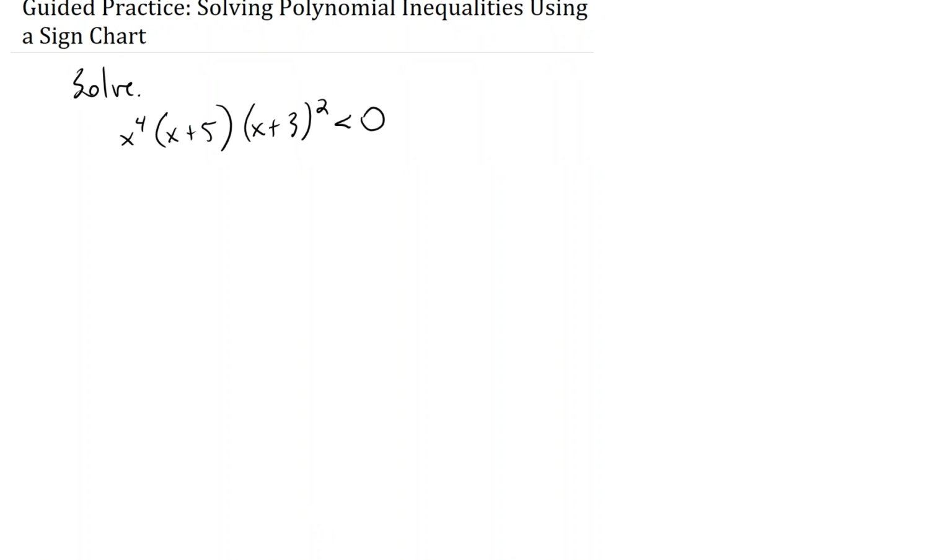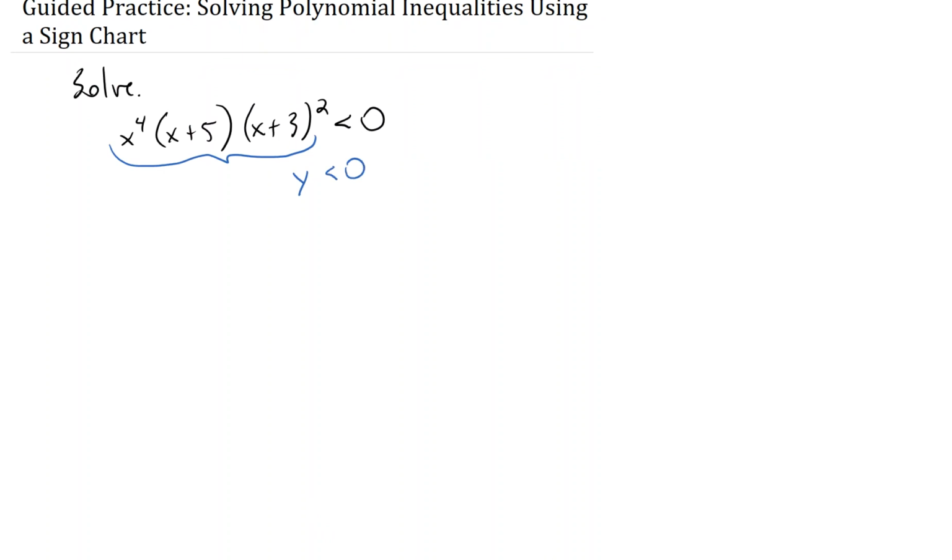Let's use a different color here. Solve. And I want you to solve x to the fourth times x plus 5 times x plus 3 squared is less than 0. Okay? Now to get started, because luckily this is factored and one side is 0, all we have to do are two things. The first thing, let's name this polynomial that's on the left as y. So we're basically trying to solve when y is less than 0.